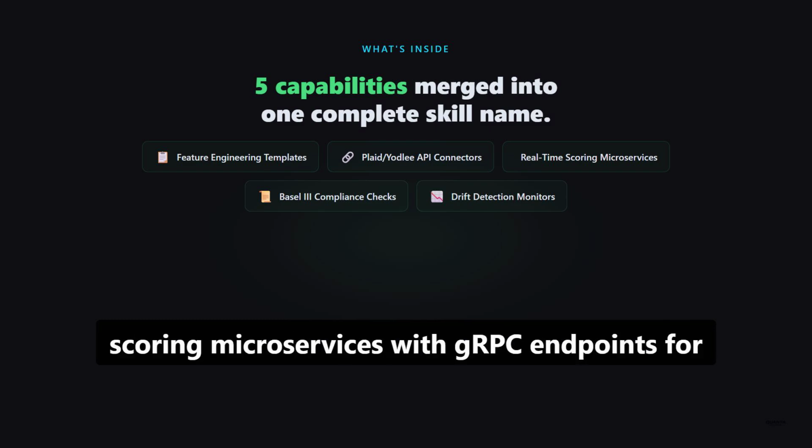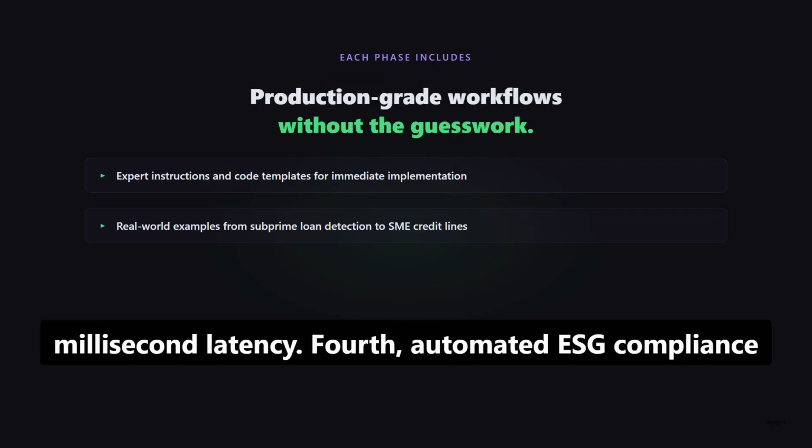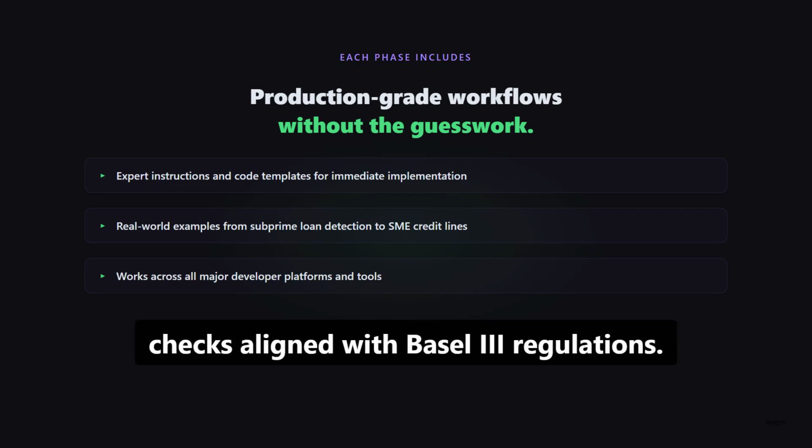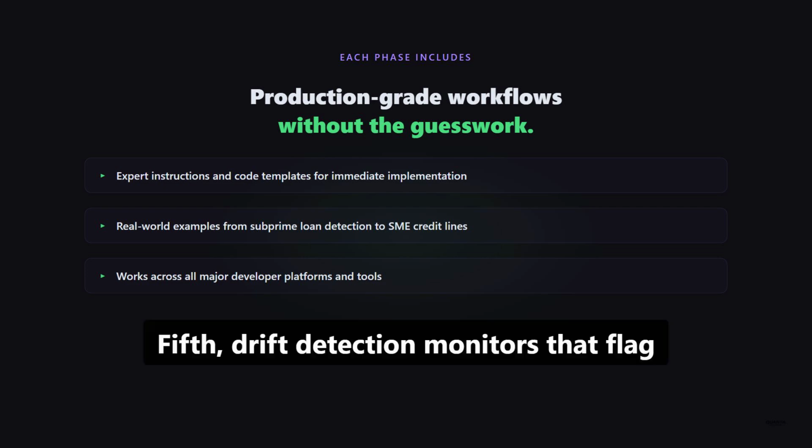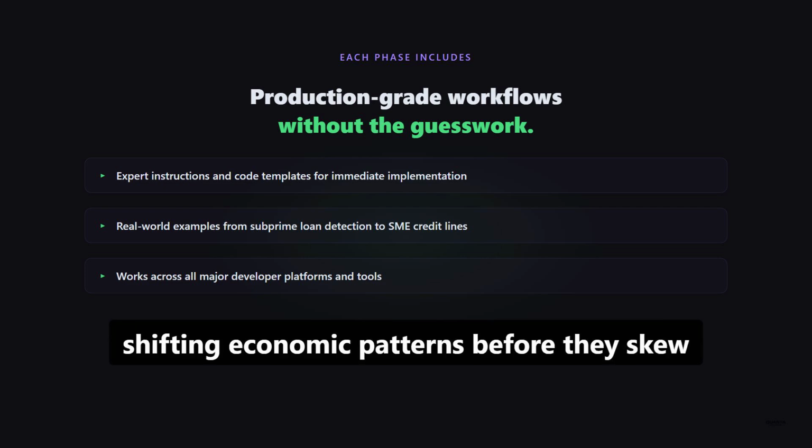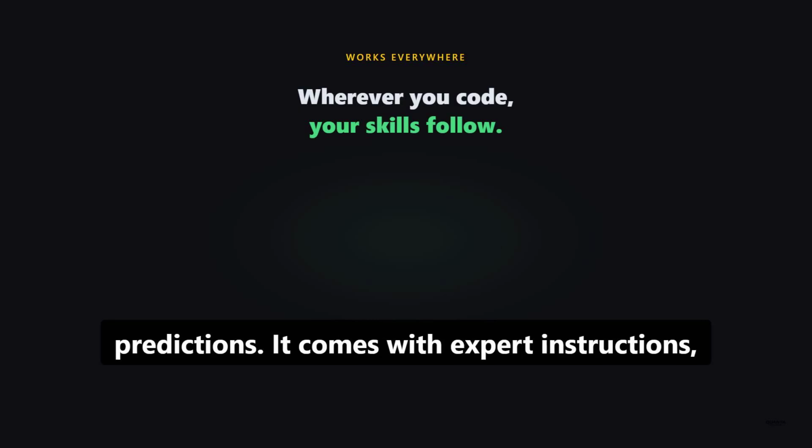Third, real-time scoring microservices with gRPC endpoints for millisecond latency. Fourth, automated ESG compliance checks aligned with Basel III regulations. Fifth, drift detection monitors that flag shifting economic patterns before they skew predictions.